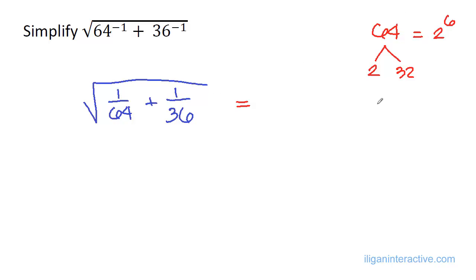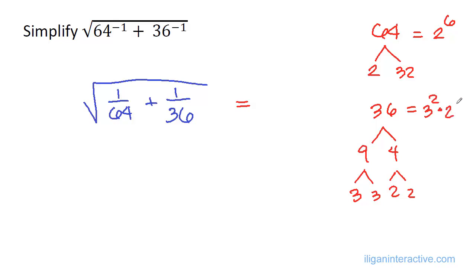And 36 on the other hand will be what? What's the prime factor of 36? 36 will just be 9 times 4. 9 can be broken down into 3 squared, and 4 can be broken down into 2 squared. So 36 is equivalent to 3 squared times 2 squared. So all in all, the LCD must contain 2 to the 6, and it must also contain 3 squared.